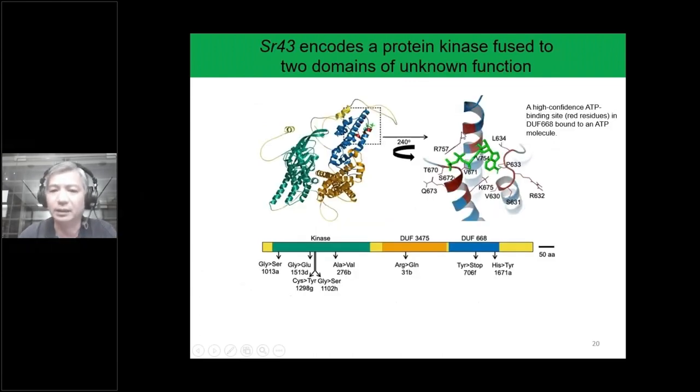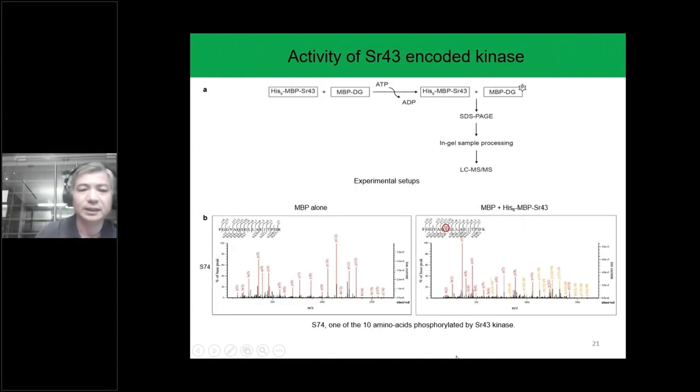Here, the amino acid in red. So SR43 is predicted to encode a protein kinase, so we want to check the activity of this protein. Figure A shows the experimental setup. Briefly, we expressed SR43 in E.